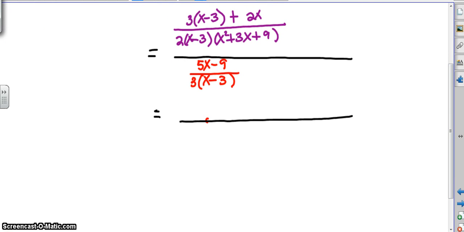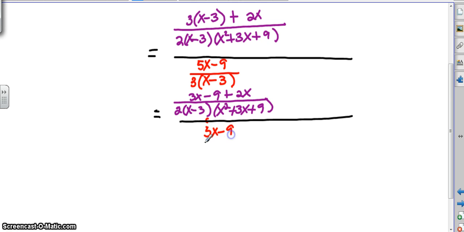So I'm going to simplify my numerator. I'm going to distribute the 3. So 3x minus 9 plus 2x, and that's over my common denominator, 2 times x minus 3 times x squared plus 3x plus 9, and that is over my 5x minus 9. I'm not going to distribute this 3 in the denominator, and the reason is because I'm hoping that in the end, when I put them together as a division statement, that I'll be able to do some reducing there.